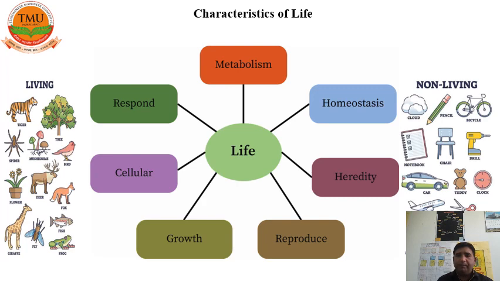Living beings have certain characteristics: they can grow and develop, they have cellular organization, they can respond to various environmental stimuli, they have metabolism, the process of homeostasis, heredity, and they can reproduce. Although there are many exceptions, these are known as common characteristics of life.